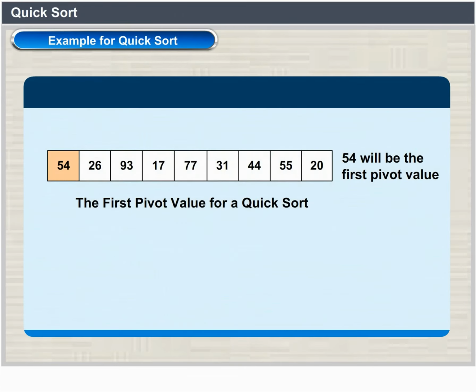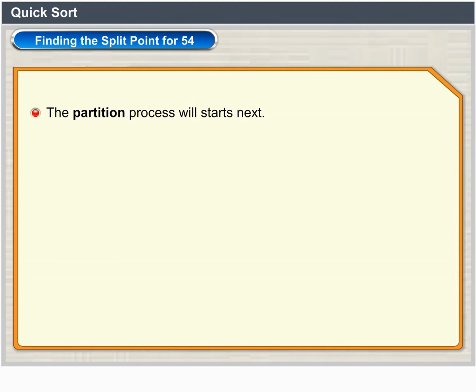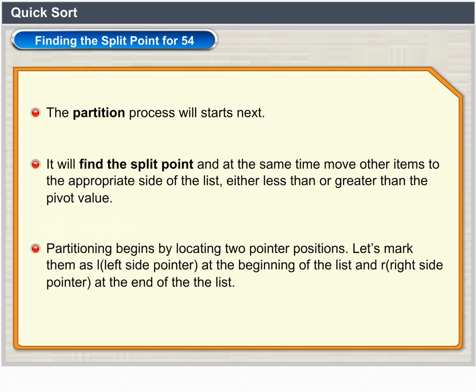This figure shows that 54 will serve as our first pivot value. Finding the split point for 54. The partition process will start next. It will find the split point and at the same time move other items to the appropriate side of the list, either less than or greater than the pivot value. Partitioning begins by locating two pointer positions. Let's mark them as L, the left side pointer, at the beginning of the list, and R, the right side pointer, at the end of the list.